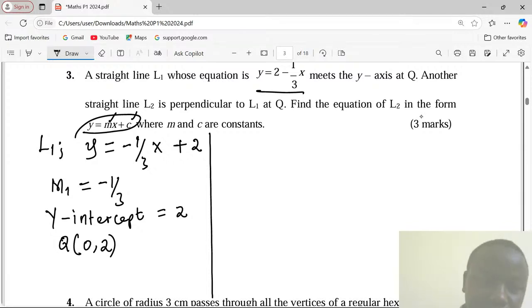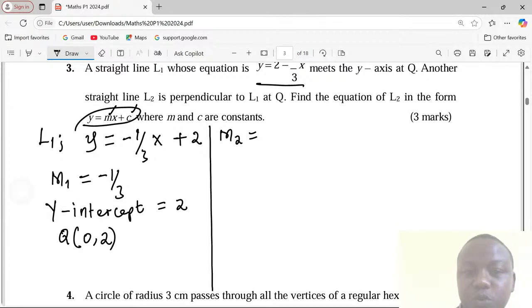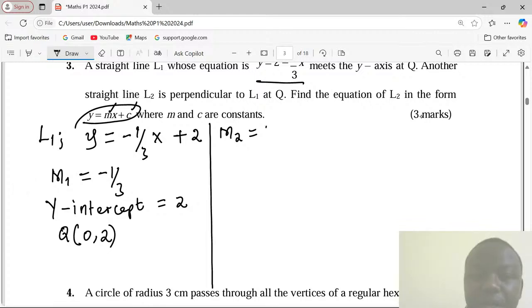Now, we are told that another line L2 is perpendicular to L1. Being perpendicular to L1, we can get the gradient of L2. Because we have gradient 1 as negative a third, then gradient 2 is going to be the reciprocal with the opposite sign, and that is 3. The reciprocal of negative a third is 3, but now we need 3 with the opposite sign, such that when we take gradient 1 and multiply by gradient 2, we get exactly negative 1.